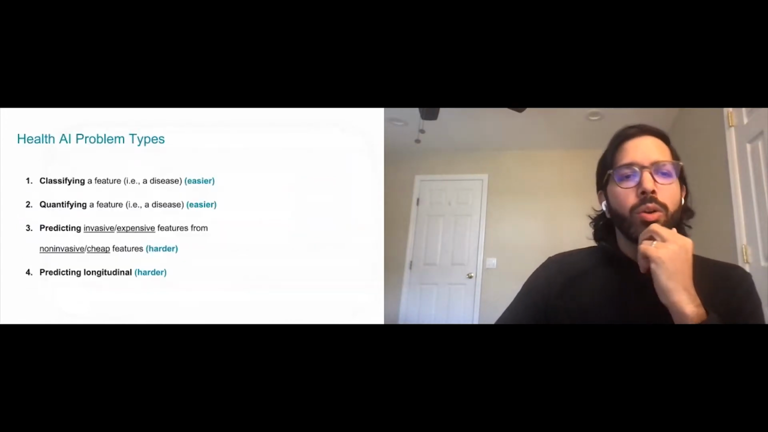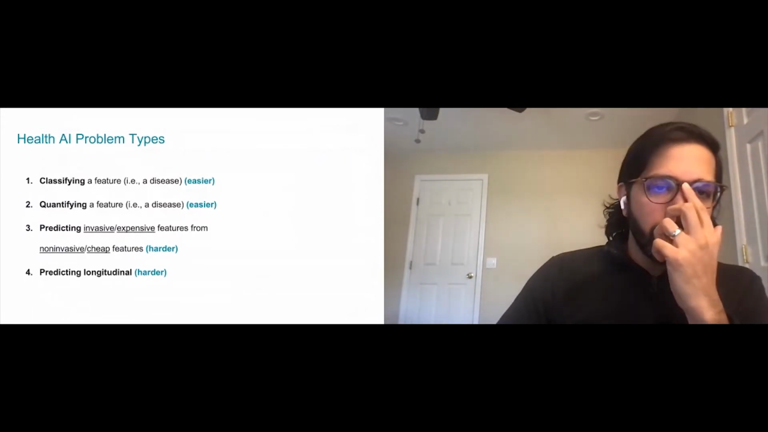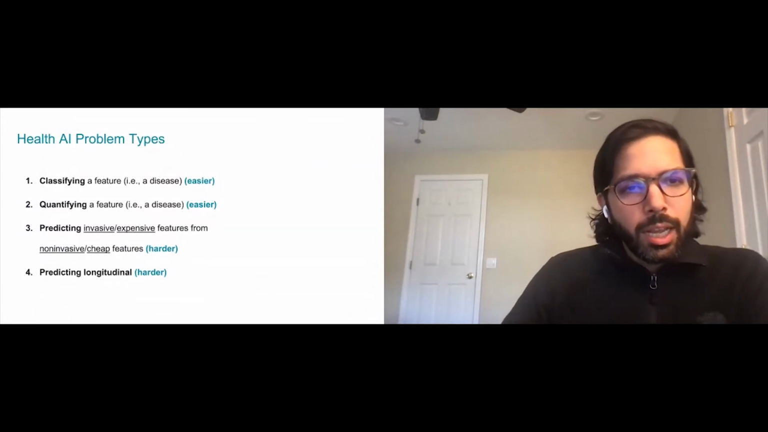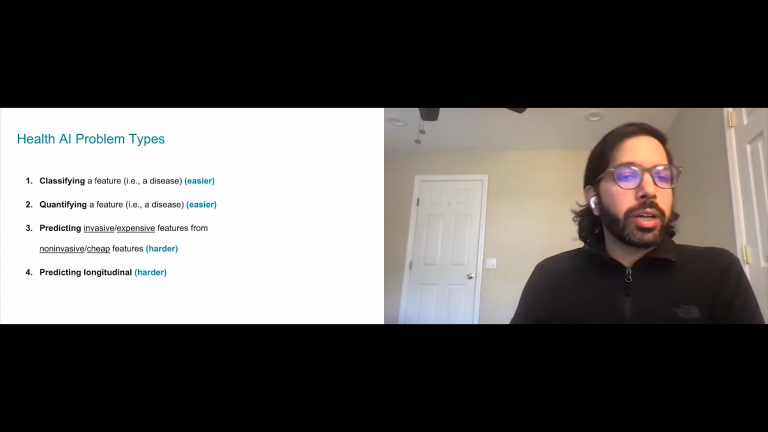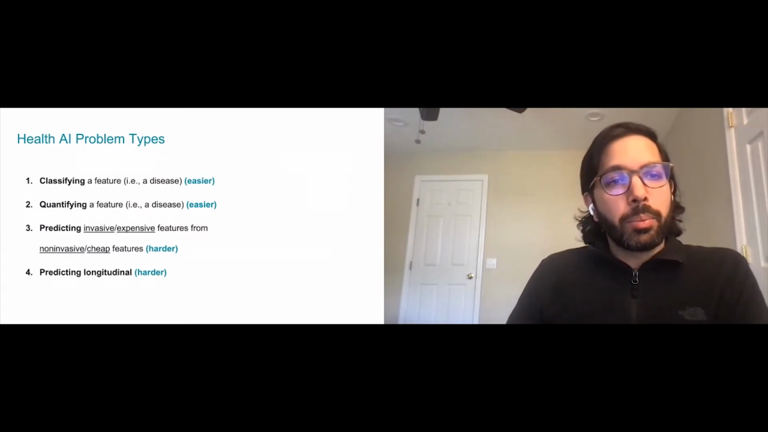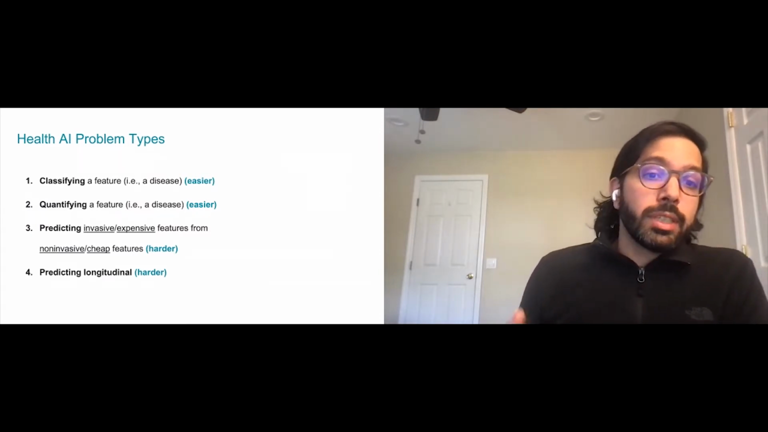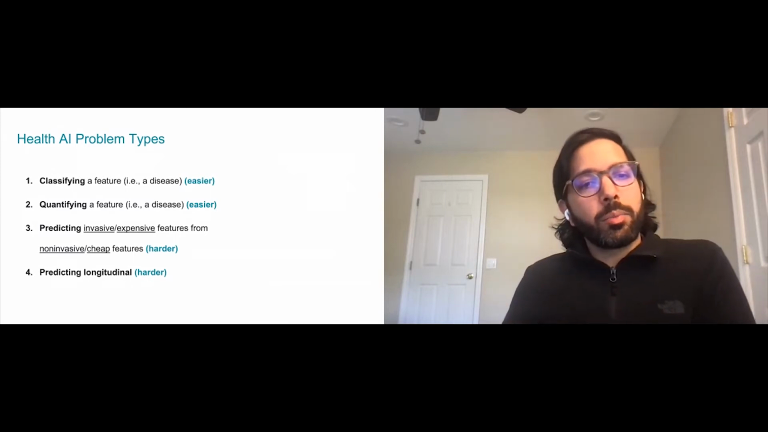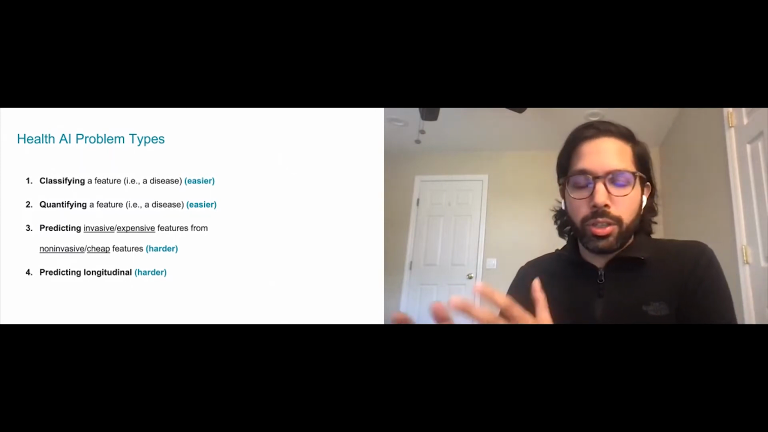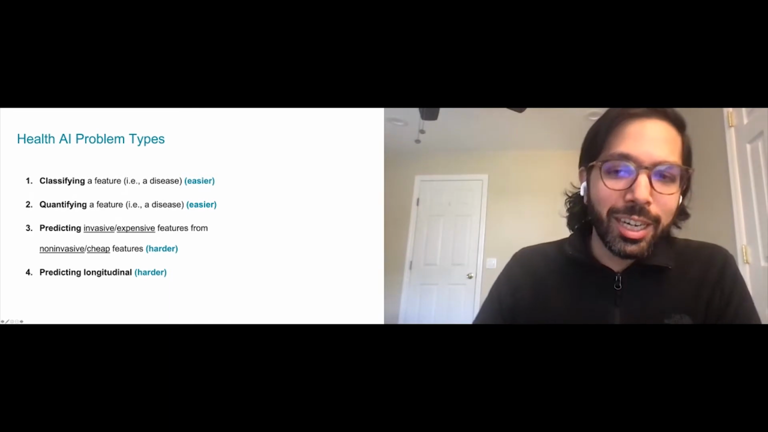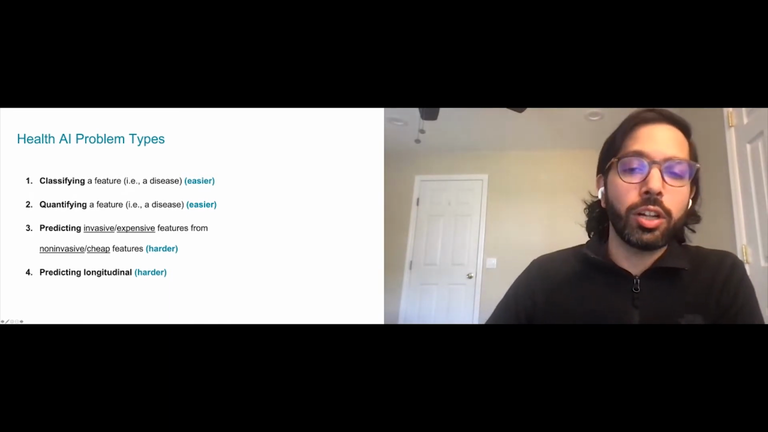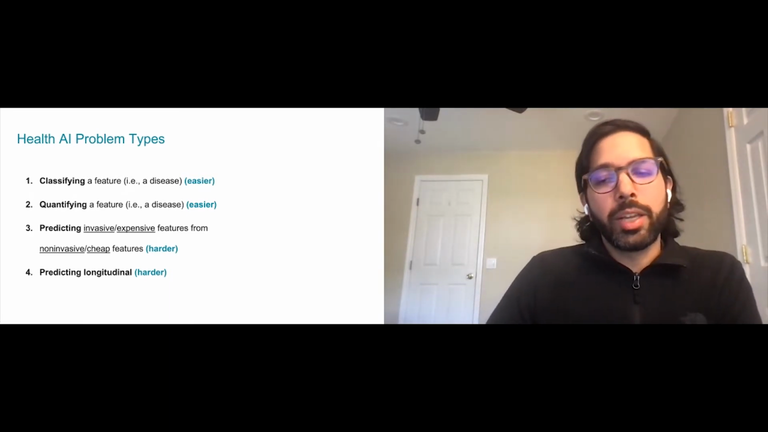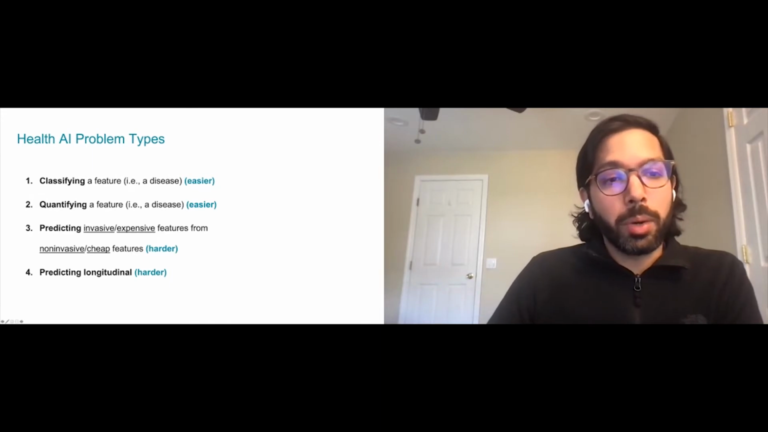So I now want to explore the different health AI problem types. I've broken things up into these 4 categories, but you could definitely break things up further. Generally, I see things as being on the easier side of things or on the harder side of things. And by easier, I don't mean that these are easy things to solve. They're just easier in terms of the scale of some of the harder problems.